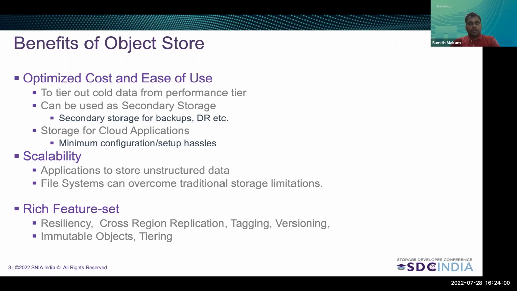Last but not the least, object store comes with a rich feature set. We'll talk about each of the features in some detail. Resiliency. Any data written to the object store can be replicated to a different bucket. There is a configuration at the bucket level which can be enabled, and once it is enabled, all the data that is getting written to the bucket will get replicated. This will provide a higher level of resiliency against any storage failures.